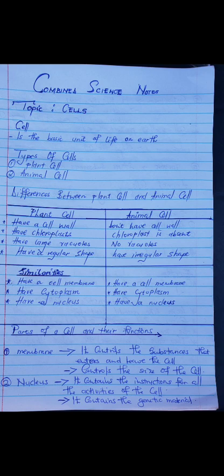And another difference is that ku plant cell kune a very large vacuole as compared to animal cell. Animal cell, there is no vacuole. And also, plant cells are regular in shape, but animal cells are irregular in shape.